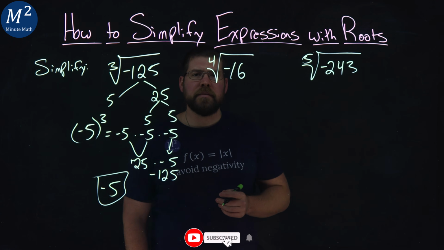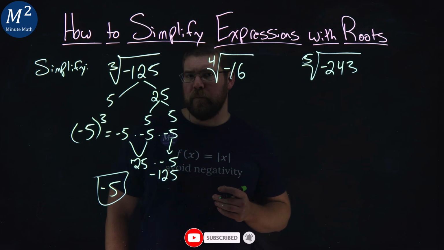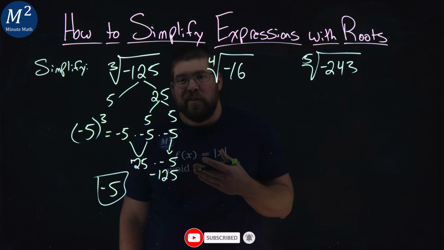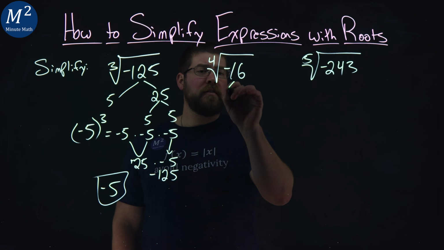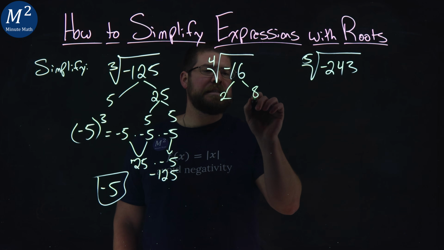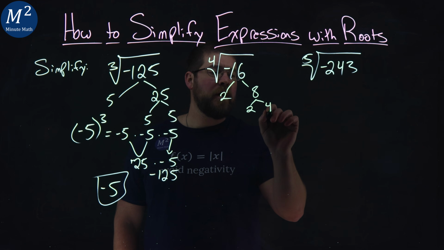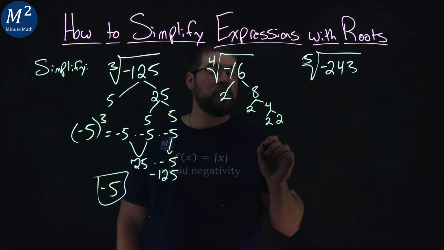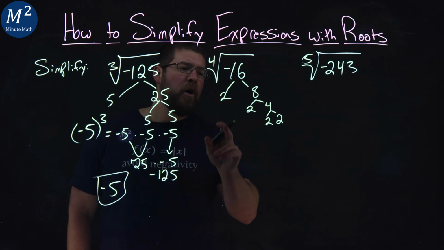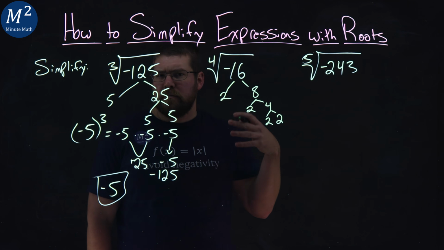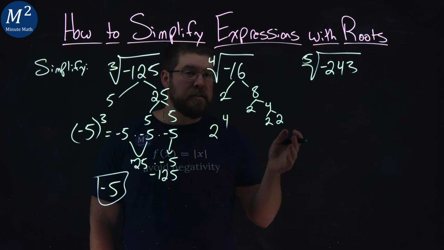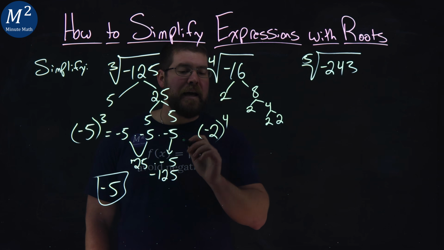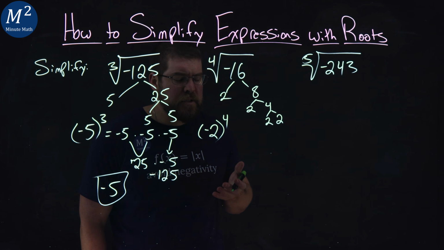Now the second one here, a little more difficult. We have the fourth root. So we ask ourselves, what number to the fourth power gives me 16? And normally I'd break this down here. It'd be 2 and 8, and then 8 is 2 and 4, and 4 is 2 and 2. Well, we know they all can't be positive, because 2 to the fourth power is just a positive 16. I want a negative. But what happens if I put a negative 2 in, the only other option here?